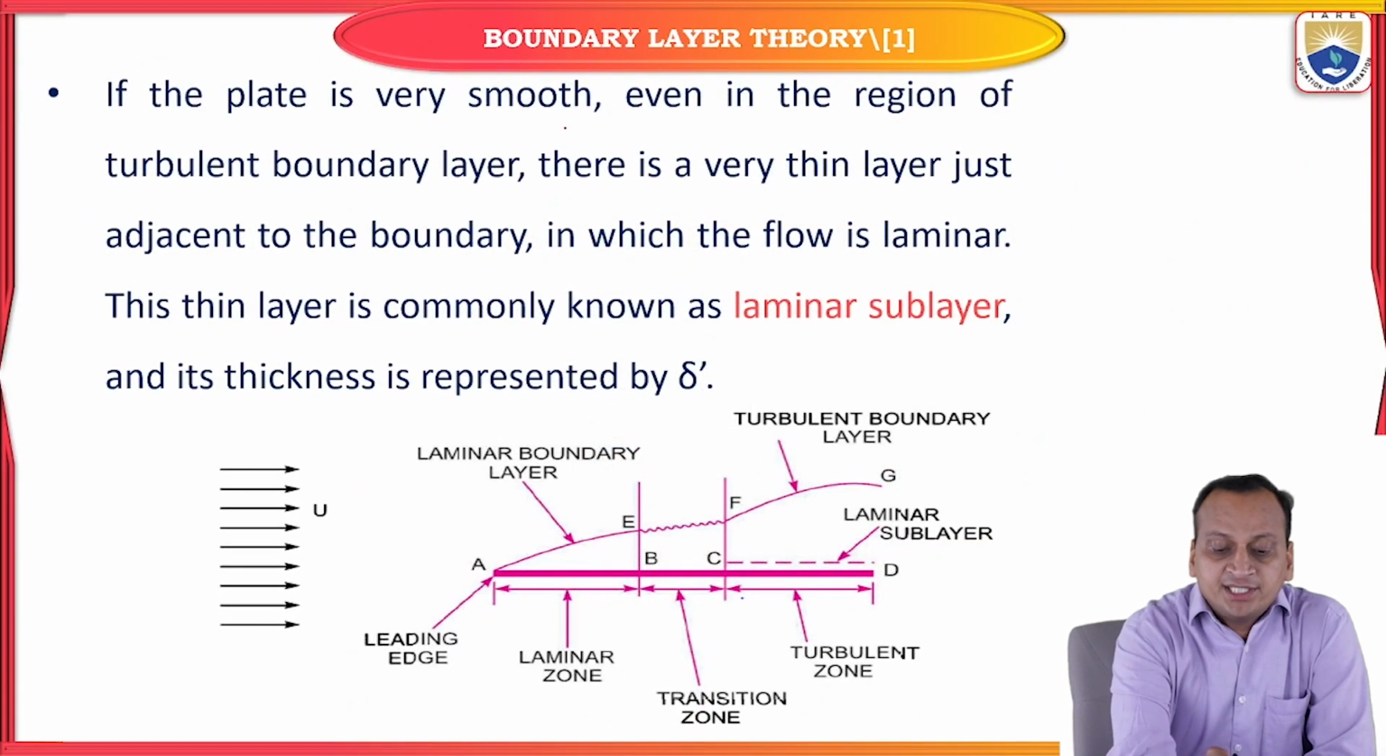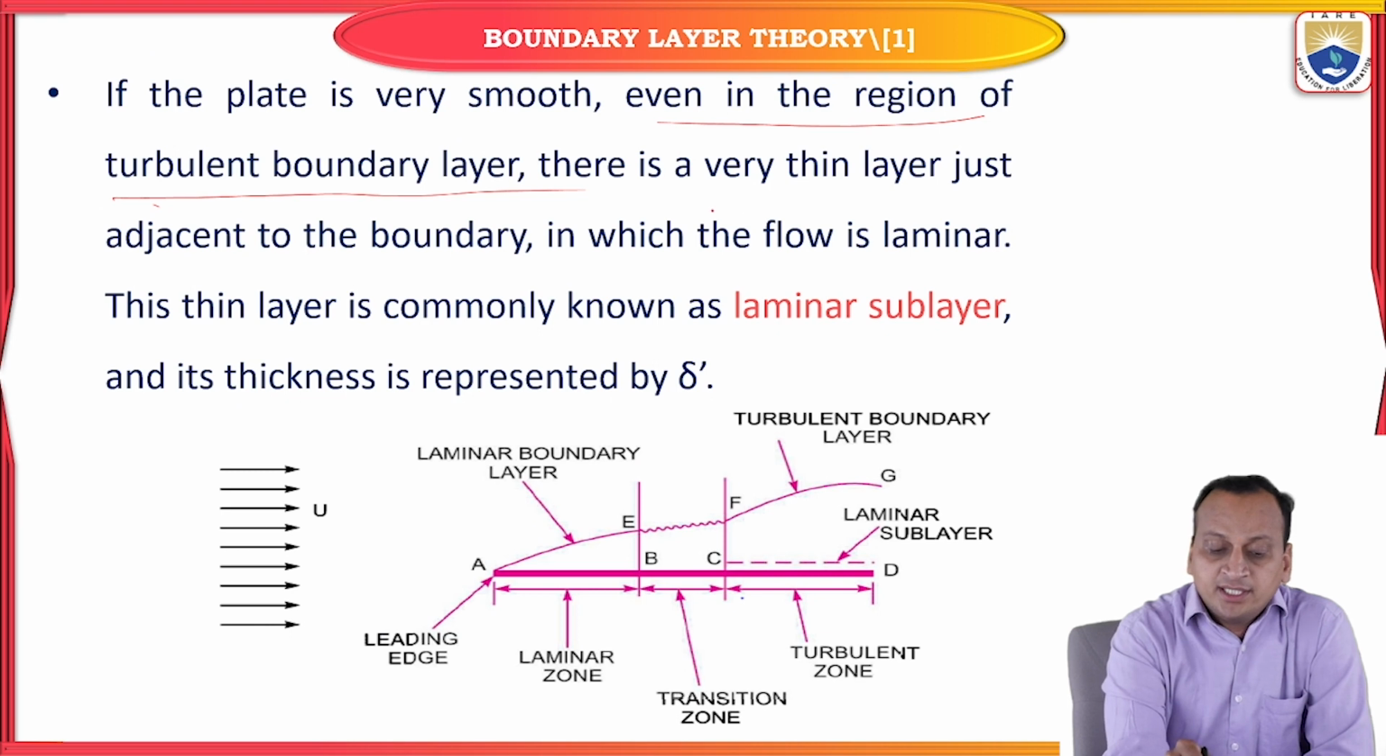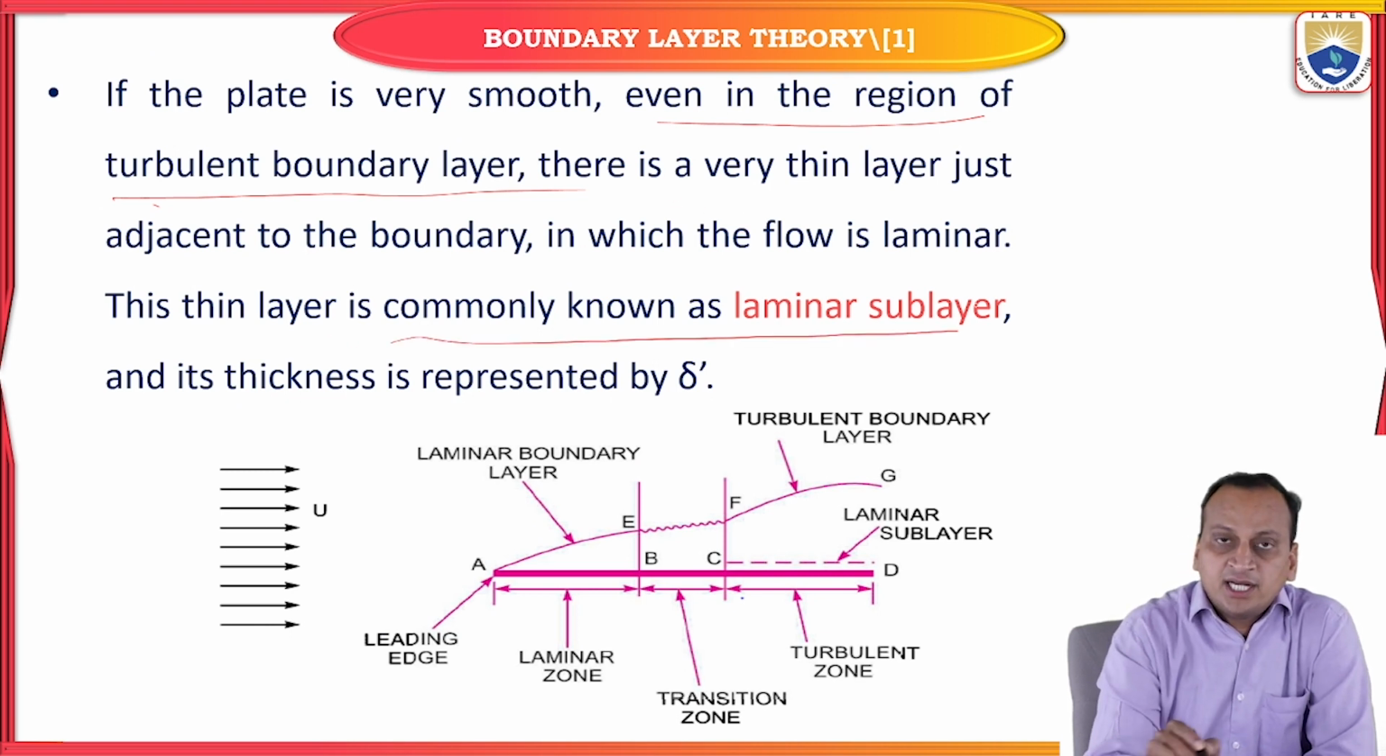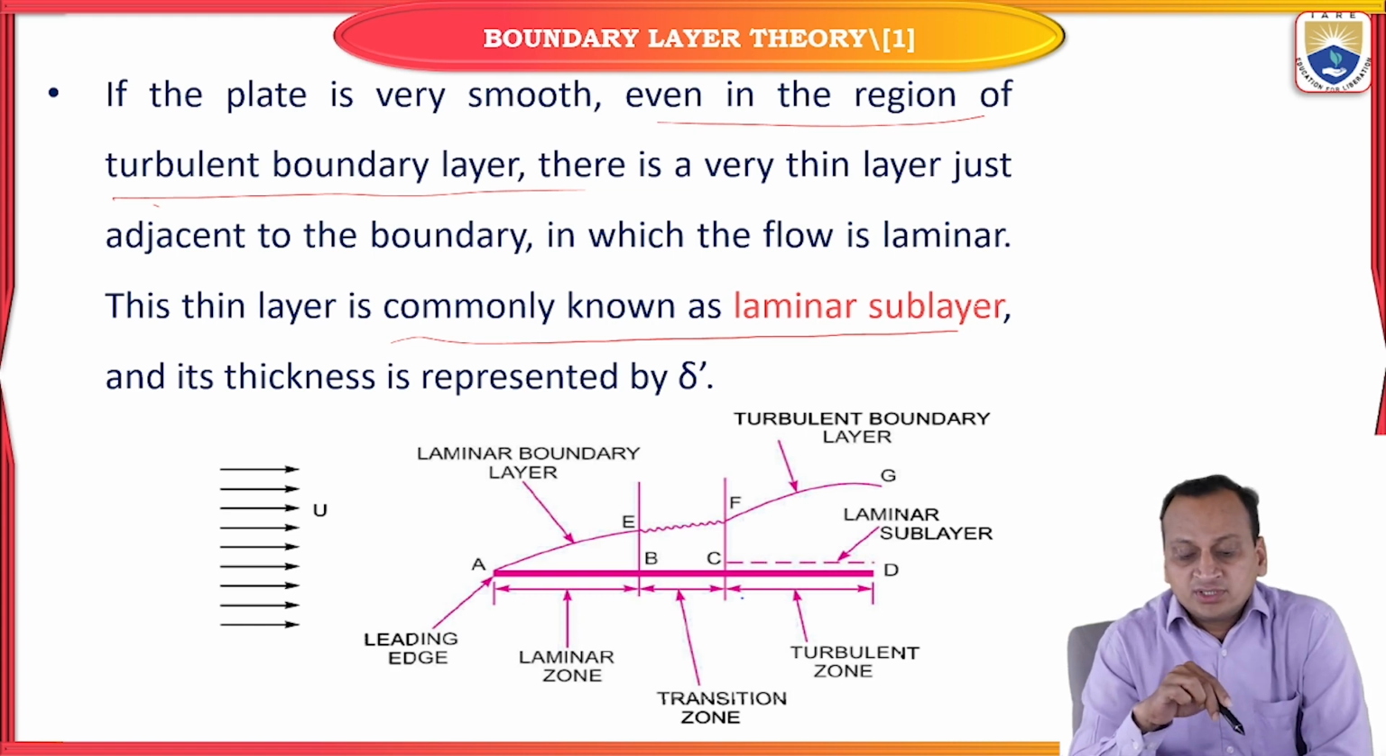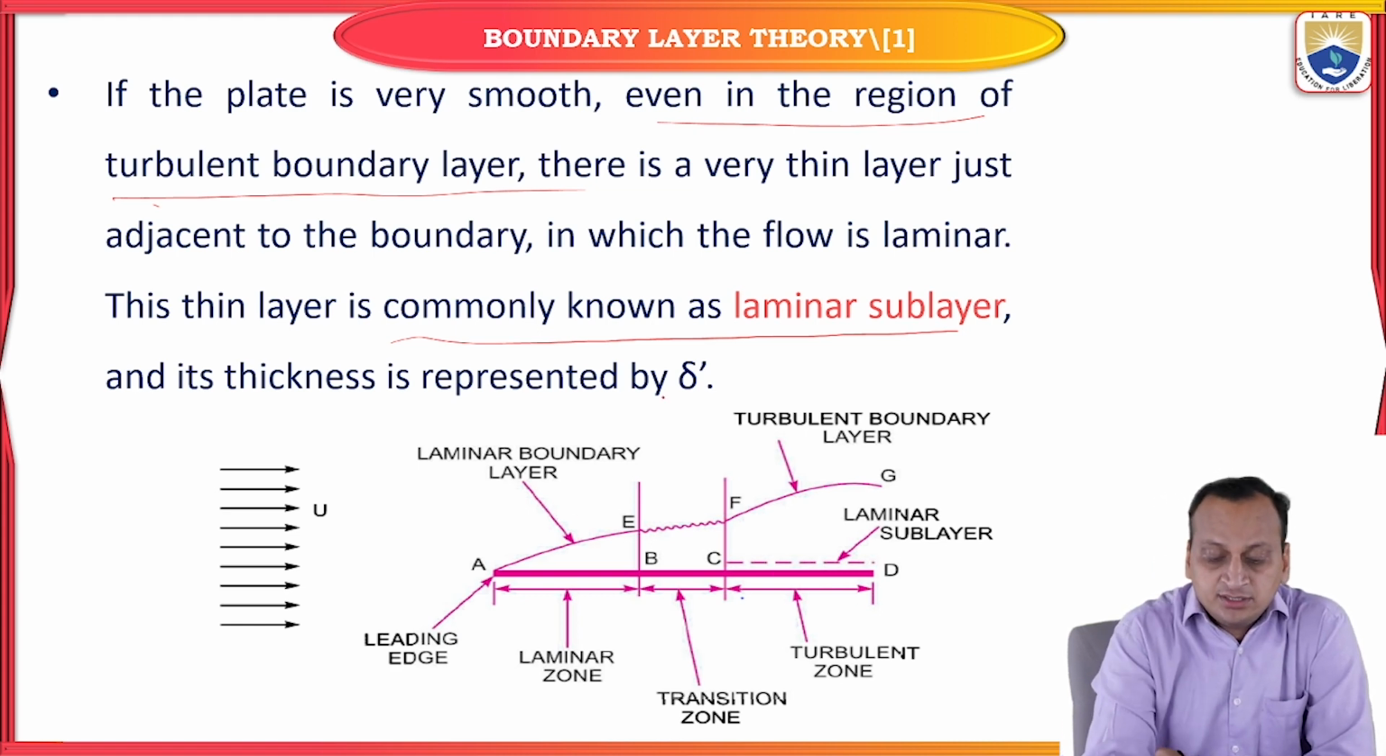If the plate is very smooth, then in some region of the turbulent boundary layer, some portion will exhibit similar to the laminar flow. Therefore, that is known as the laminar sublayer, denoted by delta dash, and this dotted line indicates the laminar sublayer.